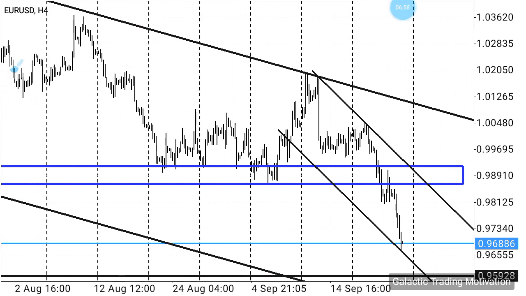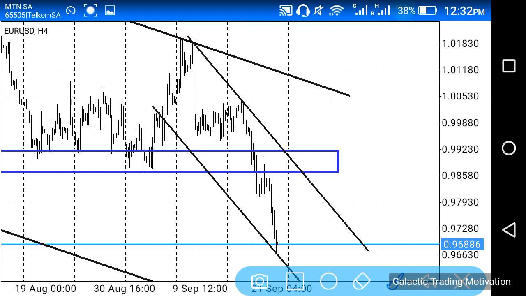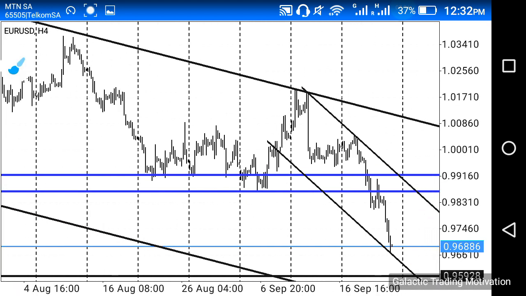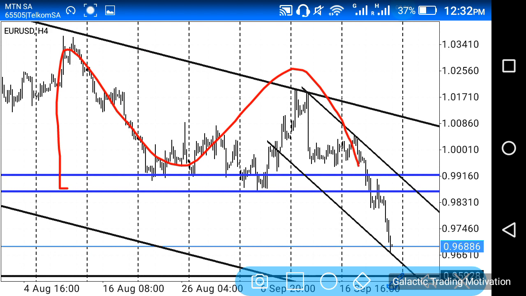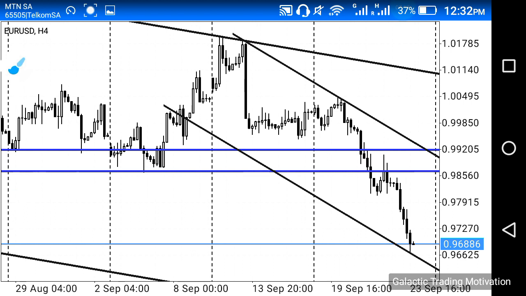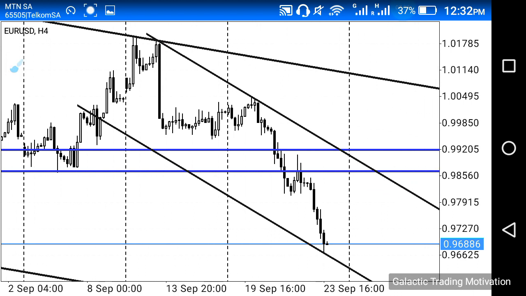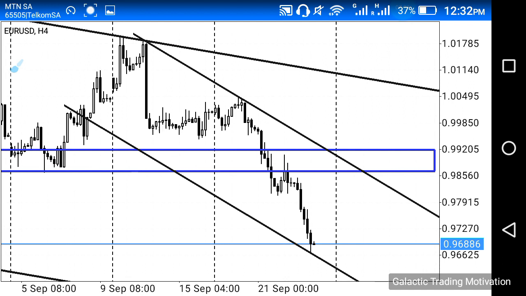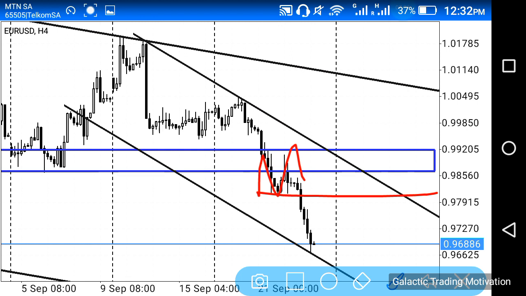Remember, guys, we spoke about how we have this overextended M formation, which has a neckline at that level, right? As much as we have that particular M structure, can you guys also see that? Let me just zoom in a bit so you guys can see clearly. Can you guys also see that we have another M structure over here, which has a neckline at that point, and it's very much similar to that bigger M structure that I spoke about.